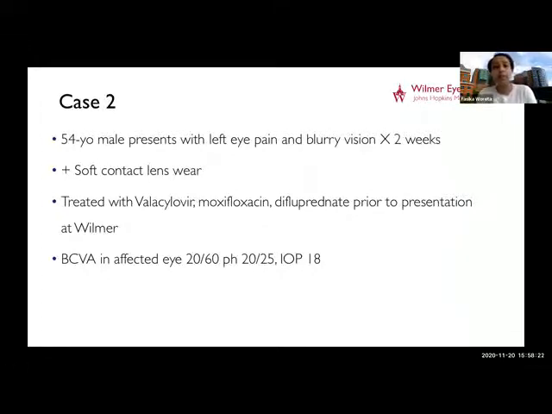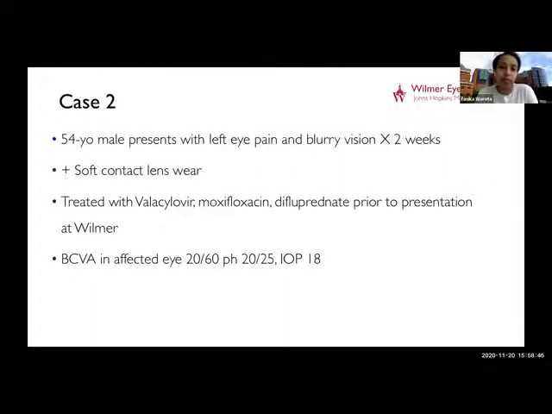something that we see not infrequently, not as infrequently as Microsporidia. It was a 54-year-old male who presented again from an outside ophthalmologist with left eye pain and blurry vision. And this patient was a soft contact lens wearer, and of note was treated before presenting to us with Valtrex, as well as moxifloxacin and steroids at presentation.